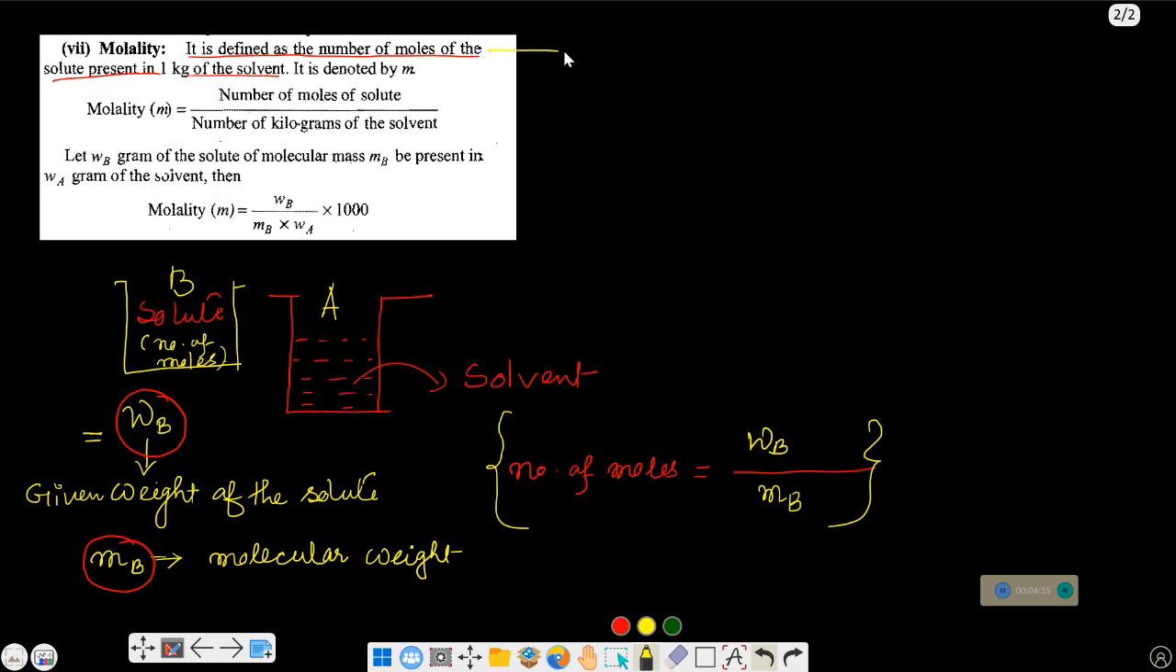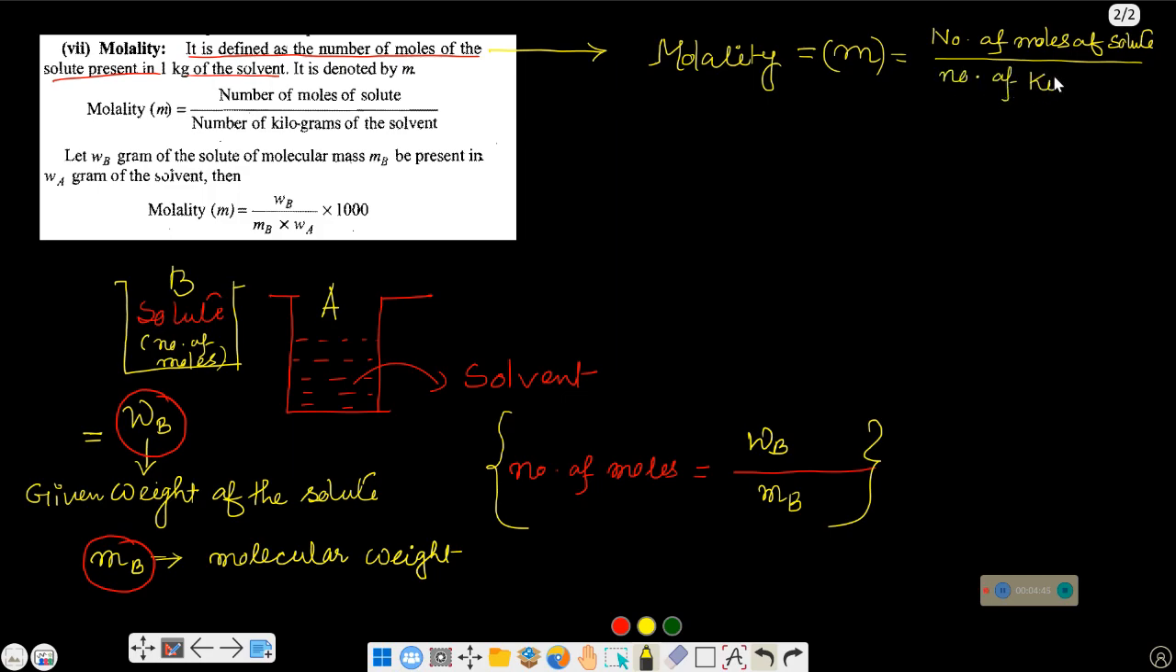So now what does the definition say? According to this definition, molality is equal to, and it is represented by small m. Okay, small m, that is the representation: number of moles of solute divided by number of kilograms of the solvent.